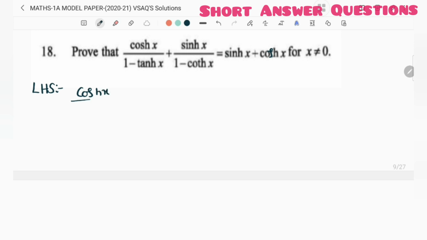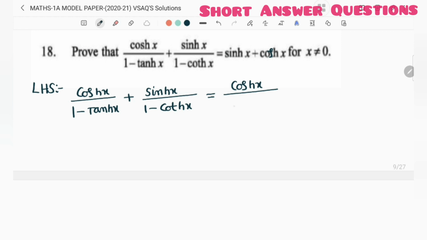cosh x by 1 minus tanh x plus sinh x by 1 minus coth x, which is equal to cosh x by 1 minus tanh x, where tanh x is sinh x by cosh x, plus sinh x divided by 1 minus coth x, where coth x is cosh x divided by sinh x.